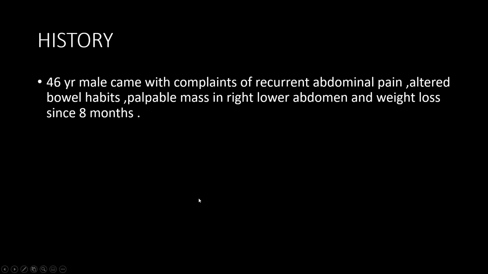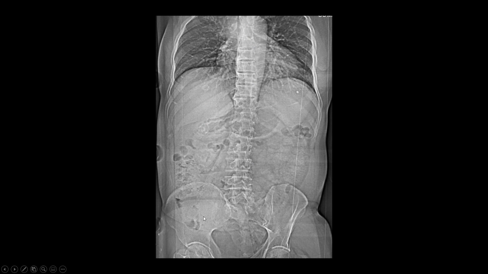Coming to the history, a 46-year-old male came with complaints of recurrent abdominal pain, altered bowel habits, palpable mass in the right lower abdomen, and weight loss since 8 months. This is the topogram or radiograph. You can see a soft tissue lesion noted in the right lower abdomen, which is causing mild displacement of the adjacent bowel loops.